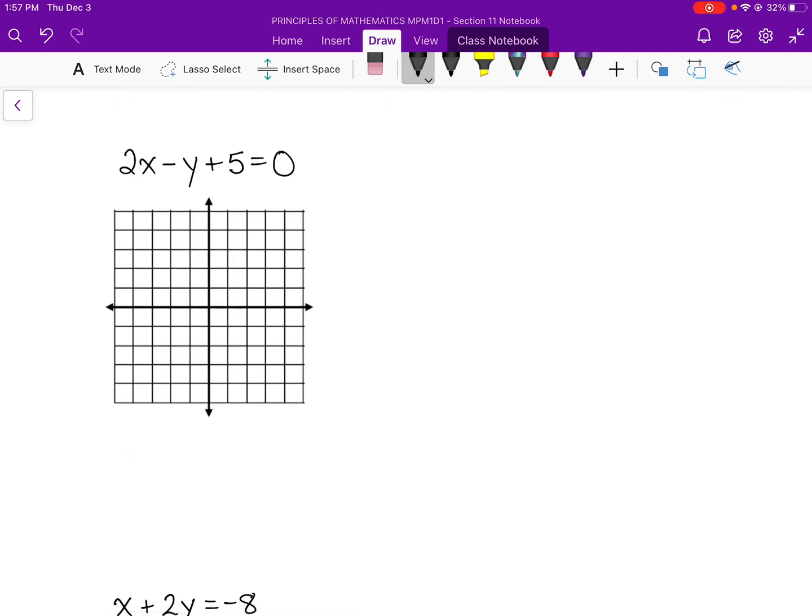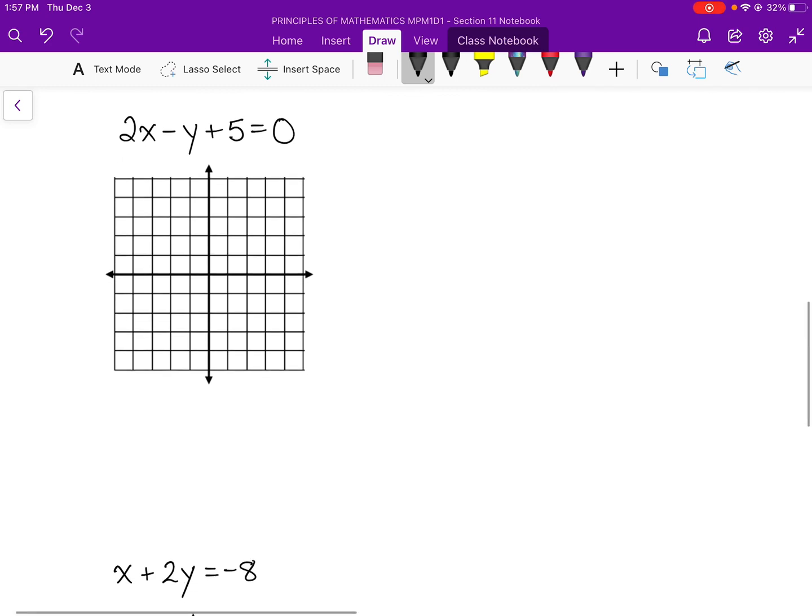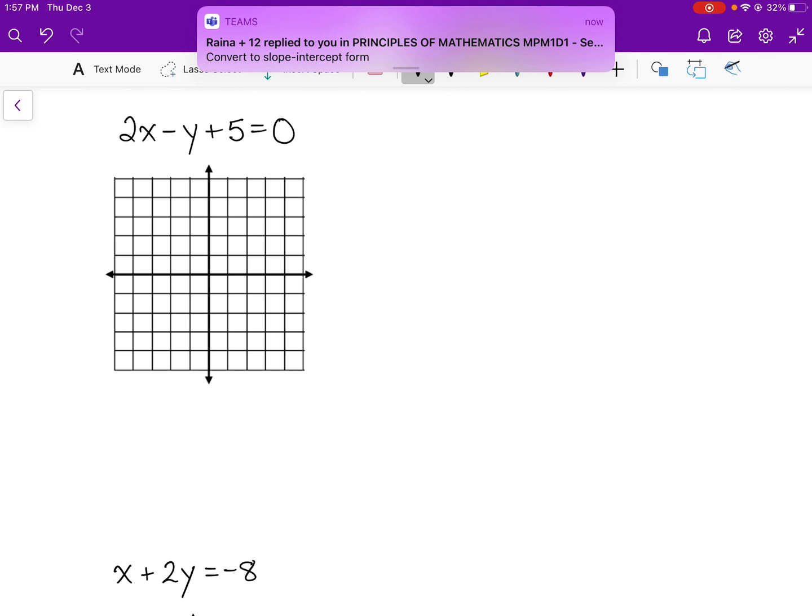So 2x minus y plus 5 equals 0. Let's say you want to graph this guy. What would you guys do? Because I can't really tell what the y-intercept is or the slope. How would we graph this? Yeah, you could change the form of it, for sure.